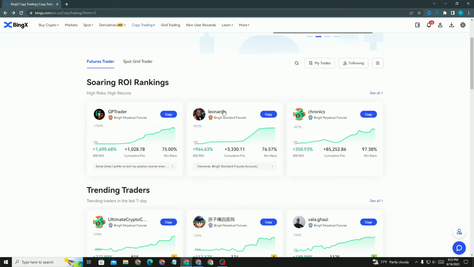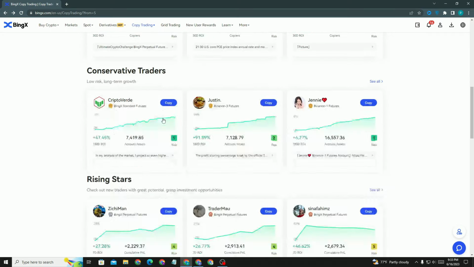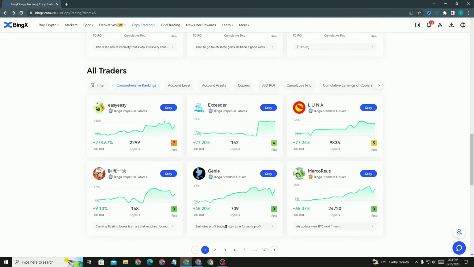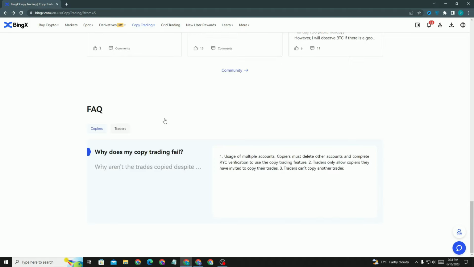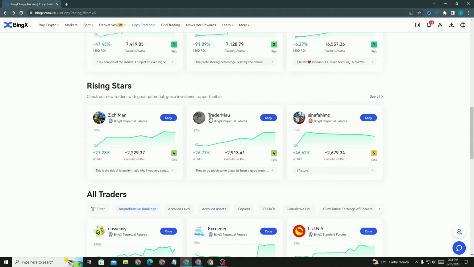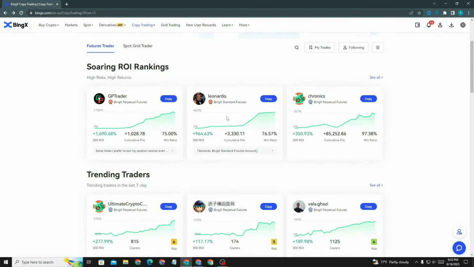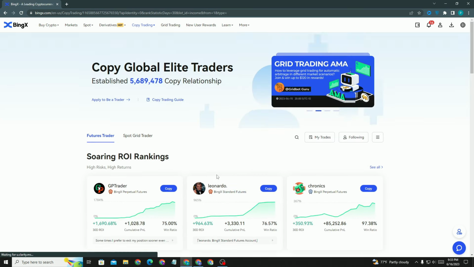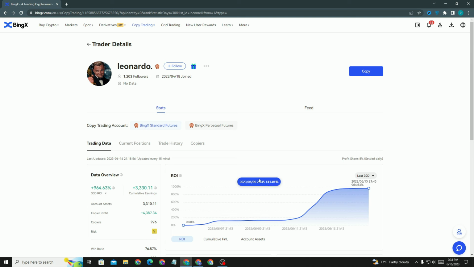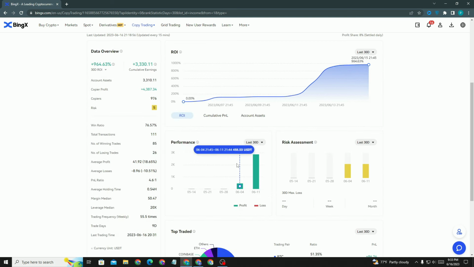So you can see Leonardo also. So we'll explore other traders also, like how many copiers they have, and how much profit they have gained. So simply each and every detail we are going to see. Then after we'll finalize one trader and start copy trading here on the BingX platform.